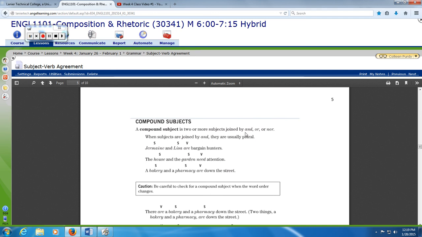Circle and. When you have an and, that is a coordinating conjunction. One of those fanboys. You know you're going to have two of something because conjunctions join things. When you have two of something, it's going to be plural, right? So Jermaine and Lisa, you have two subjects. It needs a plural verb. The house and the garden, you've got two subjects. It's going to need a plural verb.